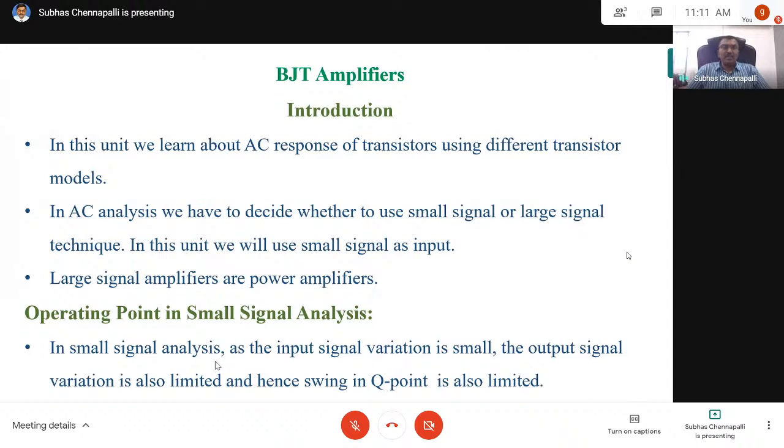Power amplifiers will be designed in a way that the Q point almost goes to saturation on one side and almost to cutoff on the other side, but still it should be in the active region. Otherwise, the output signal will be distorted. Because of distortion, we'll have a lot of harmonics in the output. So for power amplifiers also, transistors should be in the active region, but the input signal variation is large. Even the output varies in a large fashion, going close to saturation on one side and close to cutoff on the other side, but still it will be in the linear region.